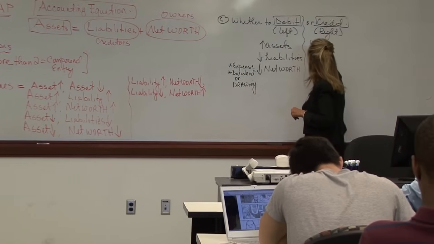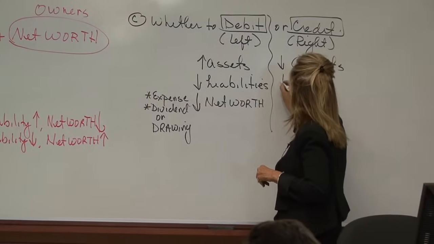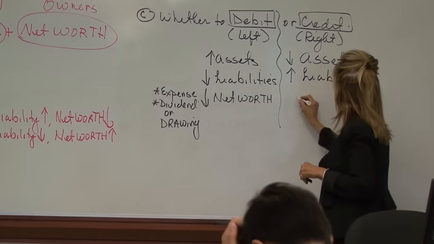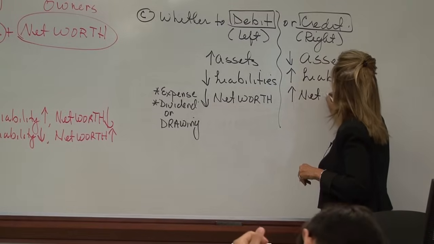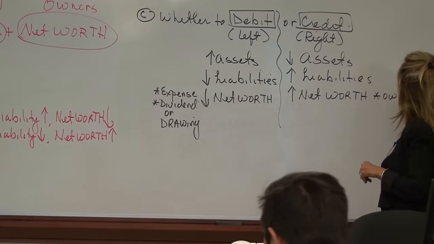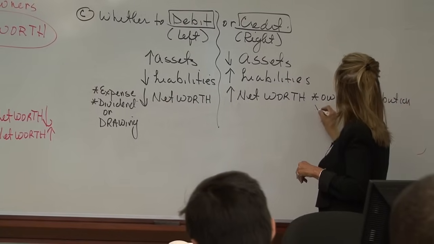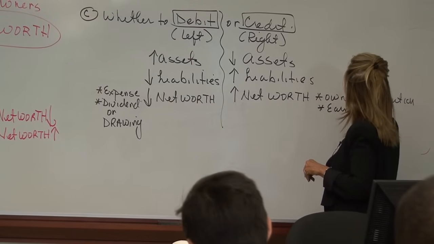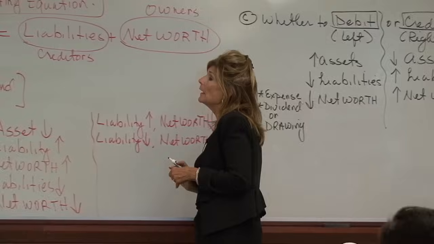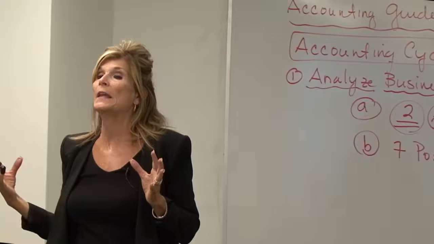On the other hand, when our assets go down, we credit. When our liabilities go up, we credit. And when our net worth goes up, we credit. And remember, net worth goes up twice, and that's when the owner makes a contribution or when we earn revenue. Those are the two times. Debiting and crediting is the foundation upon which everything we do in accounting is based.